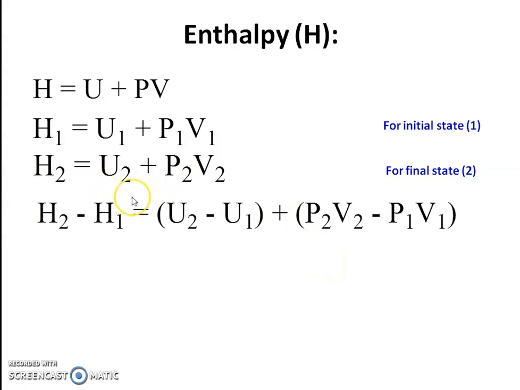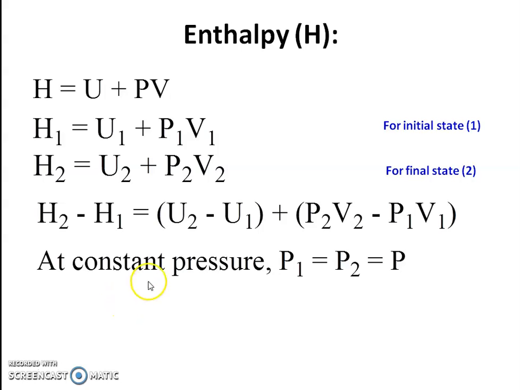Now subtracting equation 1 from equation 2, we write H2 minus H1 is equal to U2 minus U1 plus P2 V2 minus P1 V1. But H2 minus H1 is the change in enthalpy, that is delta H, and U2 minus U1 is the change in internal energy, that is delta U, and therefore we can write delta H is equal to delta U plus P into V2 minus V1.